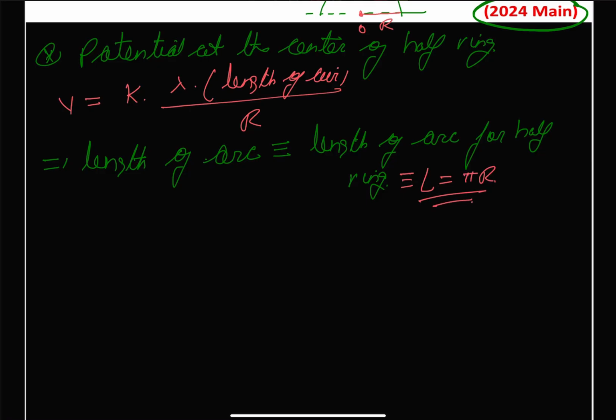So we get our potential V will be equal to K, and this comes as lambda multiplied by pi R divided by R. R and R cancel out. So we get this will be equal to 1 upon 4 pi epsilon naught and lambda multiplied by pi, and pi also cancel out. So this comes as lambda upon 4 epsilon naught.